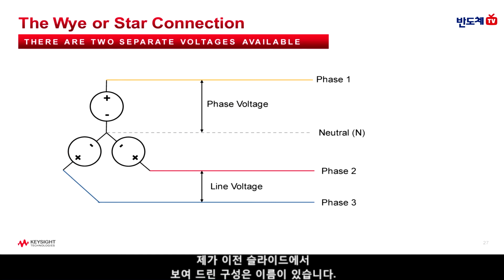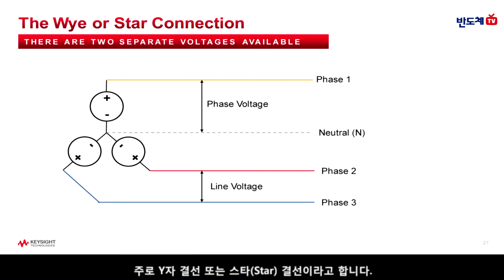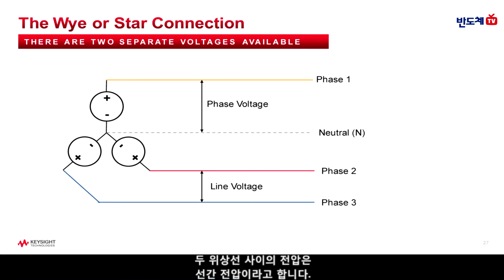Now, the configuration I showed on the previous slide does have a name, and it's typically called the Y or star connection. I also want to point out that there's actually 2 separate voltages available here. So again, the voltage between any 2 of the phase lines is known as the line voltage, and the voltage between any phase line and the neutral line is known as the phase voltage.